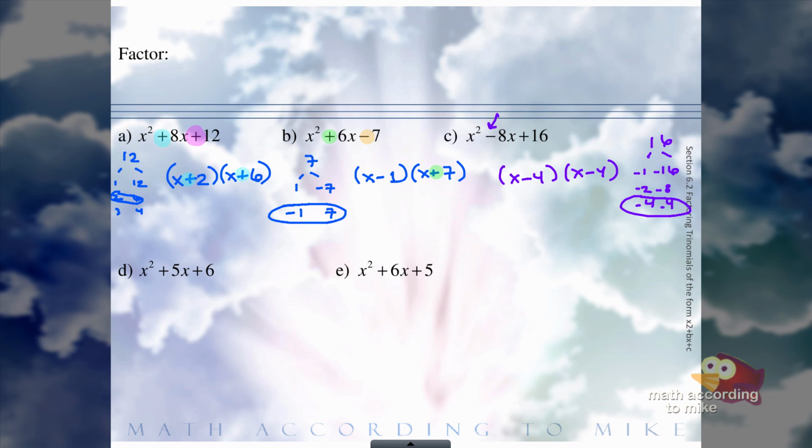Couple comments yet again. Positive is the last sign, so they both carry the first sign, so they're both negative. Checks out. Secondly, since they are the same factor, x minus 4, x minus 4, you could write x minus 4 quantity squared. This is called a perfect square, which we'll talk about later. All right, if you would, please pause the video and try the last two on your own.